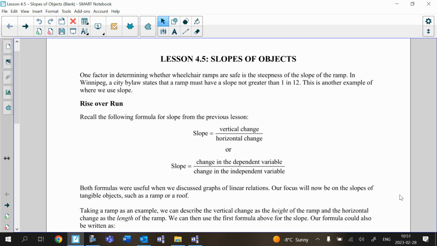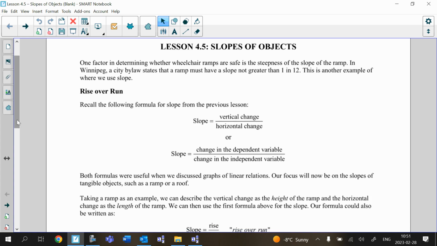For example, if you want to determine whether a wheelchair ramp is safe, it has to meet a certain condition. In Winnipeg, a city bylaw states that the ramp must have a slope not greater than 1 in 12. That means for every 12 units that you move horizontally, it can only go up 1 unit vertically. So if you had a 12-meter long ramp, the maximum height could only be 1 meter. If it's higher than that, it's too steep, and they won't allow you to build it.